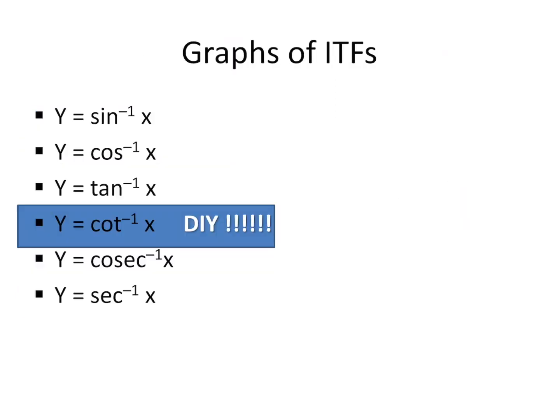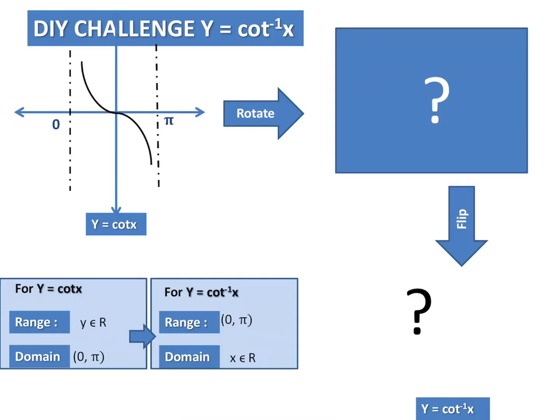Now is the time for DIY. I want you to pause this video now and take pen and paper and try to draw the graph of cot inverse x using the rotate and flip method. I am going to give you the base graph, which is cot x. So cot x is defined in the interval 0 to pi and the range is R. So this is the base function. Now try rotating this graph and then flip it.